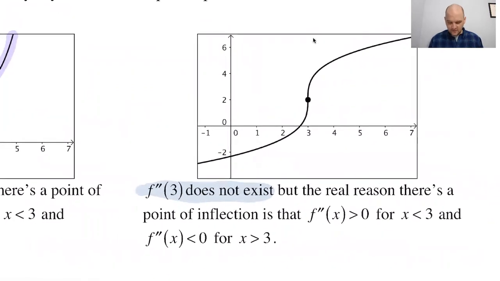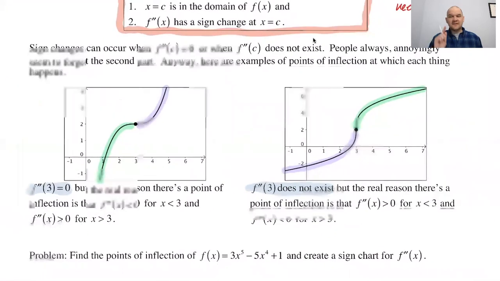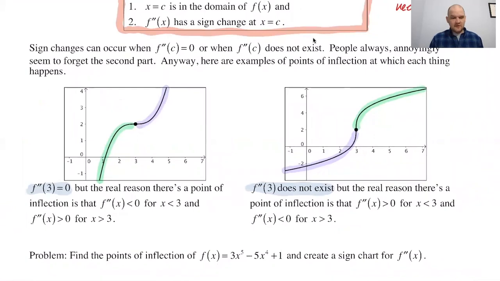The reason that we have a point of inflection is that we are changing from concave up, right? The tangent lines would be below the curve, so concave up, to concave down. That's what we need if we're going to have a point of inflection. So it is not enough for f double prime to equal 0. It is not enough for f double prime to be undefined. What we need is a sign change. It's actually all you need is the sign change. So keep that in mind.